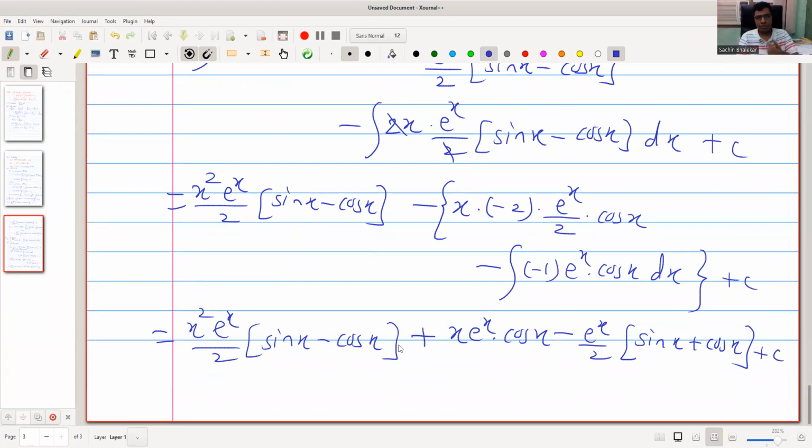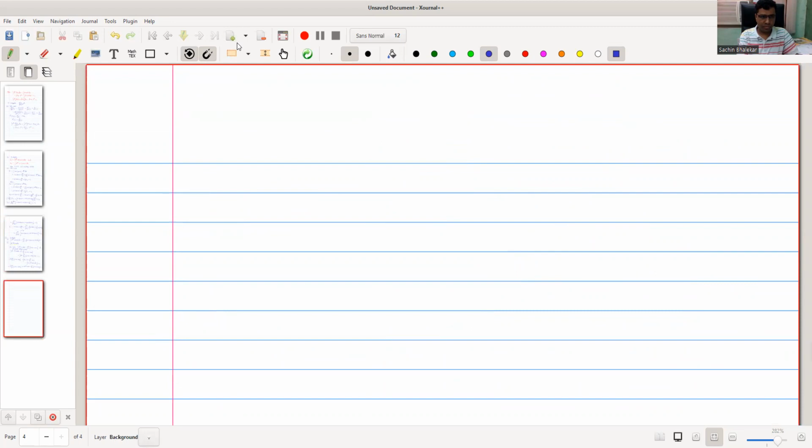So here we used the formula repeatedly, integration by parts repeated. Next example, again we use the combination of integration by parts and integration by substitution. Examples which are quite complicated, we need to use more than one rule.